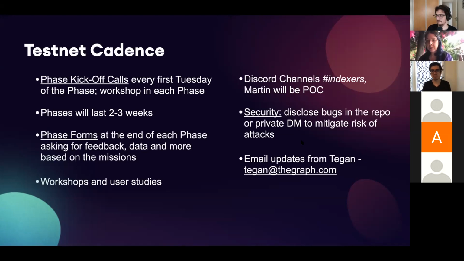Just a few reminders about the Discord channel, as well as security disclosures. We will be setting up, as I mentioned, a more robust bug bounty program, but throughout the beginning of the testnet, if you could either submit a PR through the repo that you'll get access to, or DM someone directly. Martine will be the point of contact for support, but anyone in The Graph team you can contact. And Tegan will be managing email, so she'll be updating everyone in Discord as well as by email.